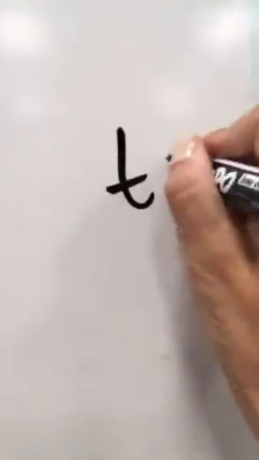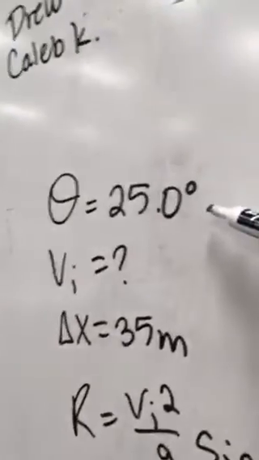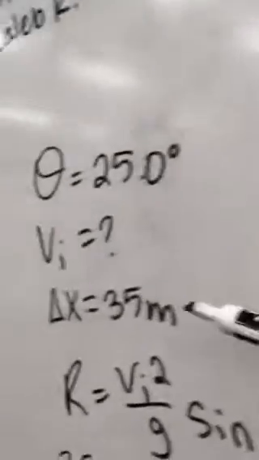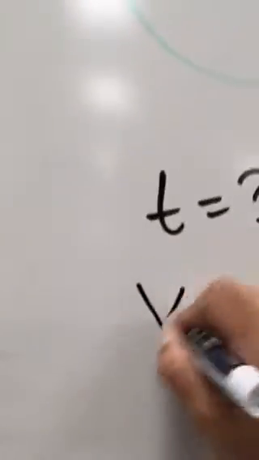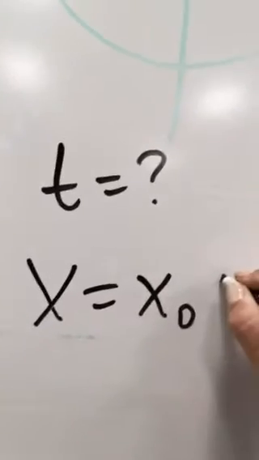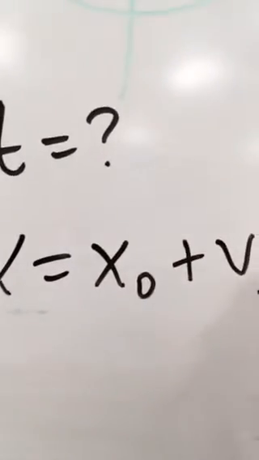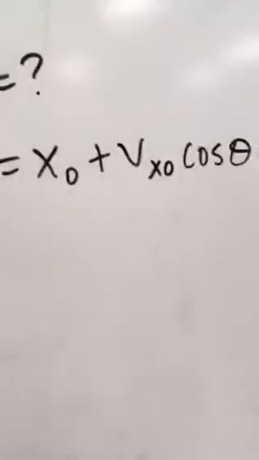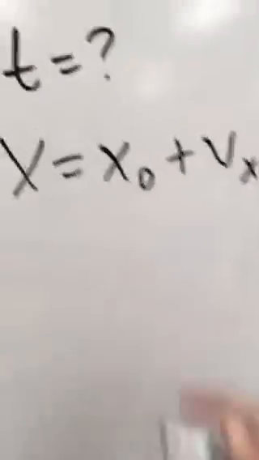Part C says, what is the time of flight for the bullet pass? So I want to know time. For the bullet pass, I already know that the angle is 25 degrees. I found my initial velocity of 21.2. I know my range of 35, so it makes a lot of sense to use that first equation where x equals x naught plus v x naught cosine of theta t. I know everything except t. I'm going to put it in.